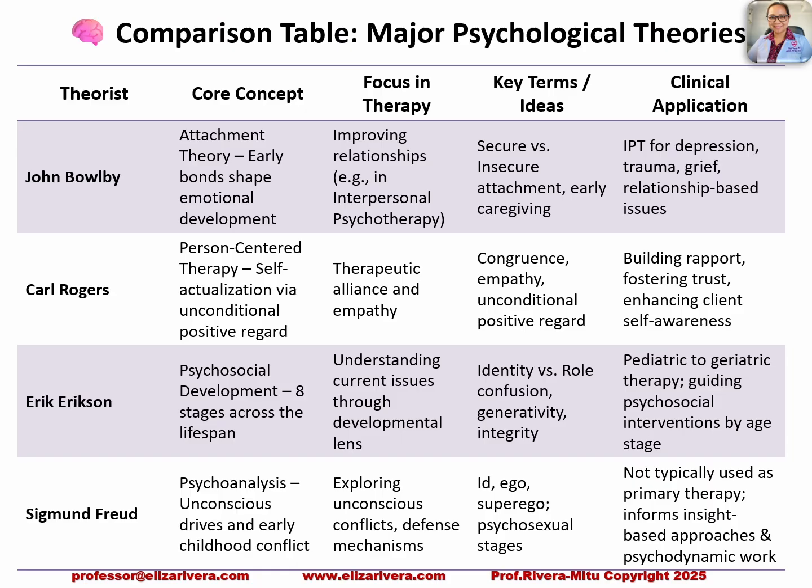This table offers a concise comparison of 4 major psychological theories, highlighting their unique contributions to therapy. Bowlby's attachment theory emphasizes the importance of early emotional bonds and is often applied in therapies addressing relationship issues, trauma, and grief. Rogers' person-centered therapy focuses on creating a supportive therapeutic alliance through empathy and unconditional positive regard, fostering client self-awareness and trust.